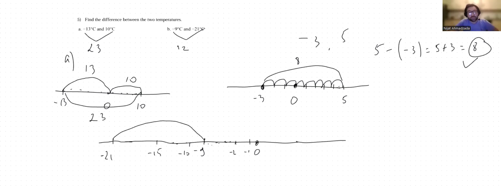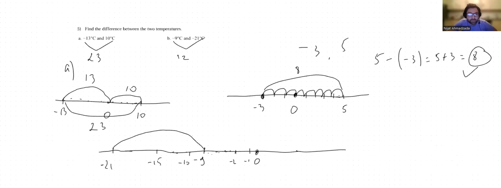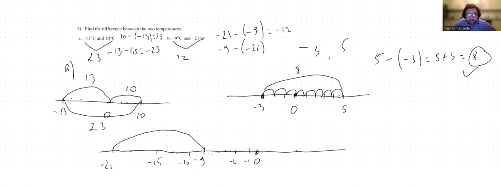Oh, well, how can we do it numerically? Numerically, we can do it in this way. So negative 21 minus negative 9 will be equal to negative 12. Same idea, negative 13 minus 10 will be equal to negative 23. You can do this in this way as well: 10 minus negative 13, which will be 23, or negative 9 minus negative 21, which will be 12, okay?